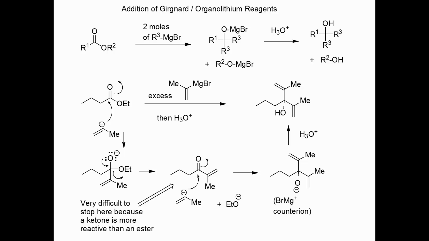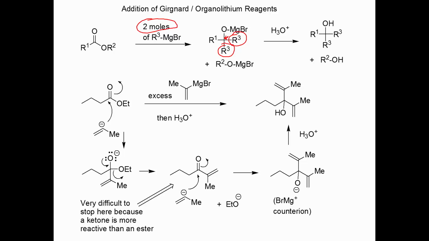However, another process takes over. All right, so what's different here is that we're going to add 2 moles of our Grignard. Okay. What we're going to end up with is a tertiary alcohol, unless R1 is hydrogen. And what we end up with is a tertiary alcohol that has 2 identical groups on the alcohol-bearing carbon. Okay, and we're going to just treat it with mild H3O+ to turn the alkoxide into the alcohol.